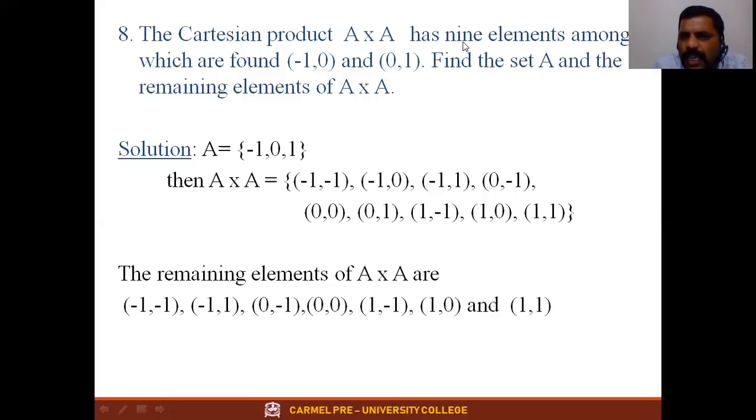Now what is given here? 9 elements. So if A cross A has 9 elements, common sense says that A should have only 3 elements. Exactly 3 elements. Mathematically saying it, A should have exactly 3 elements. And we are getting the 3 elements here. Which are the 3 elements? -1 I am getting, 0 I am getting, and 1 I am getting. So it's more than enough for me to declare the set A as {-1, 0, 1}. Now, they want the remaining elements. They don't want A cross A. But in order to write the remaining elements, first you should know A cross A. So first we'll write out A cross A. Again, same way.